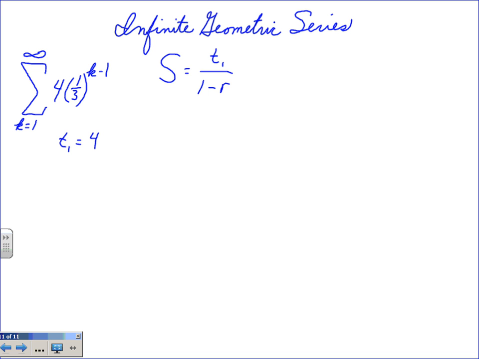Take a look at this formula, though. What is the ratio? 1/3. The ratio is 1/3. It's your multiplier. So, plug it into the formula. You have a question, Ian? No, it's good. All right. 4 over 1 minus 1/3.